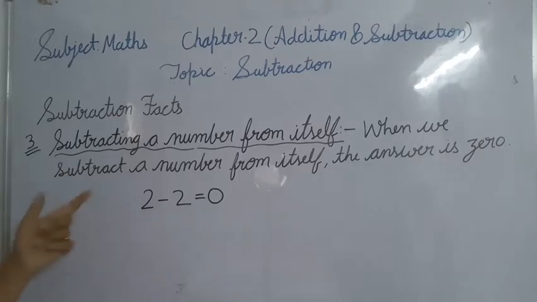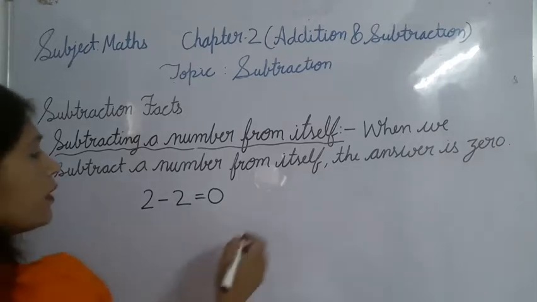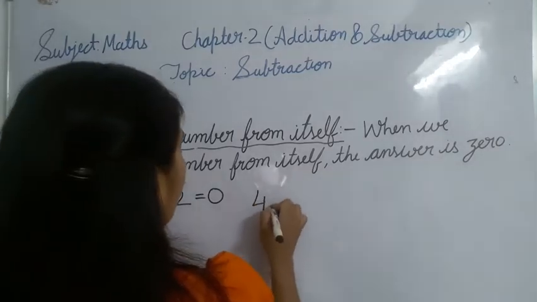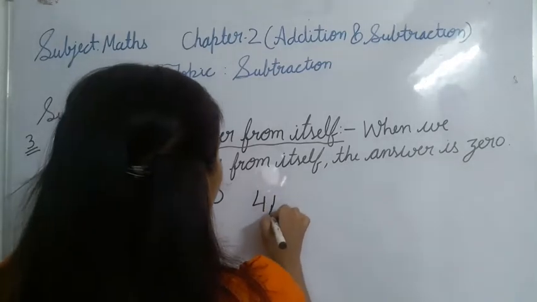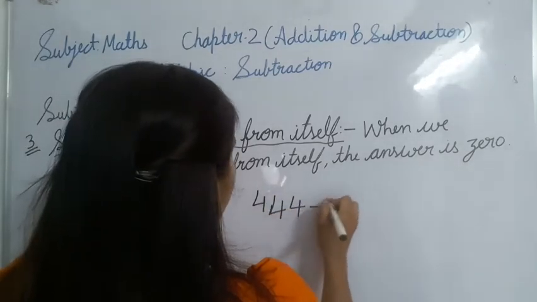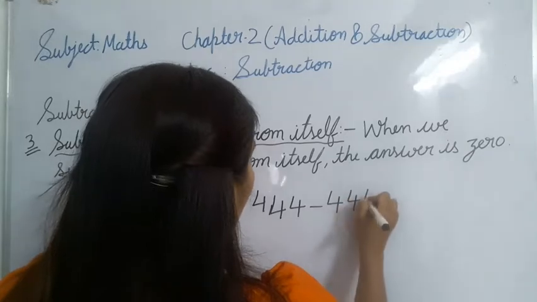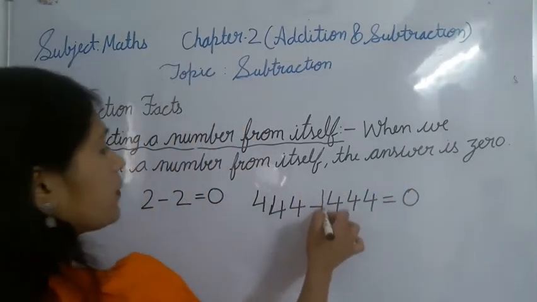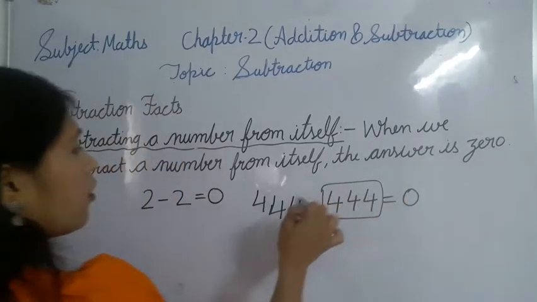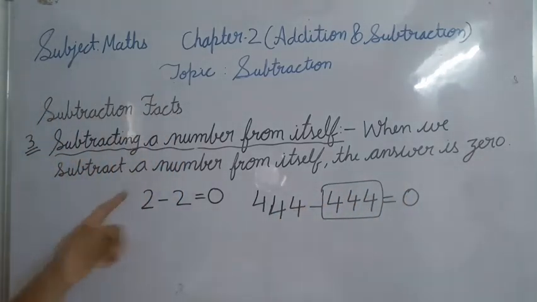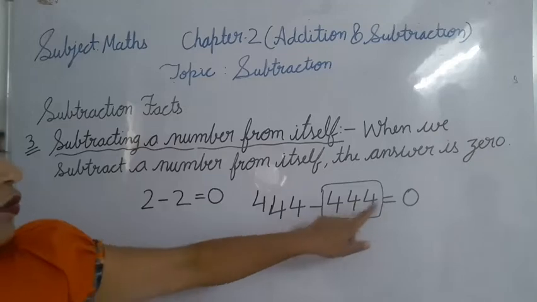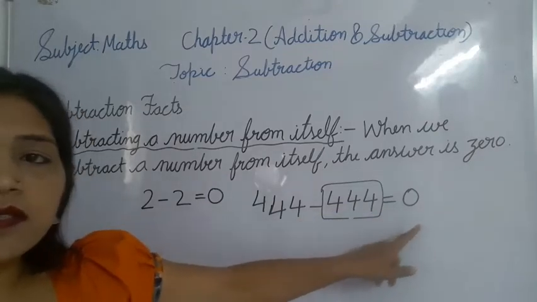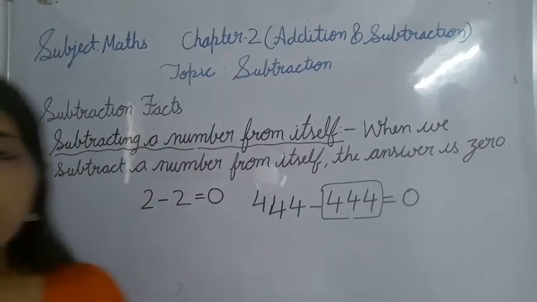So this is applied for the larger number also. Let's take a bigger number. 444 minus 444. So you will get the 0. So when you subtract the same number, or you can say when you subtract the number from itself, you will get the 0. That is the third fact of the subtraction.